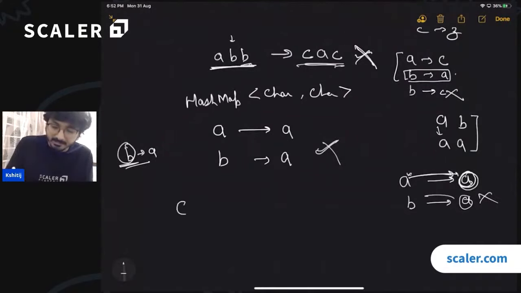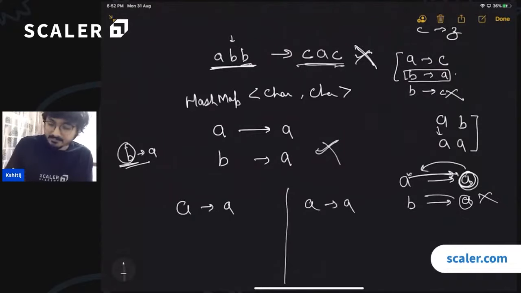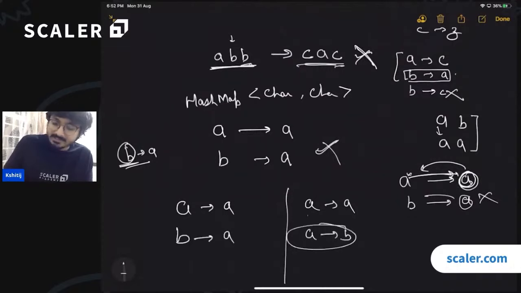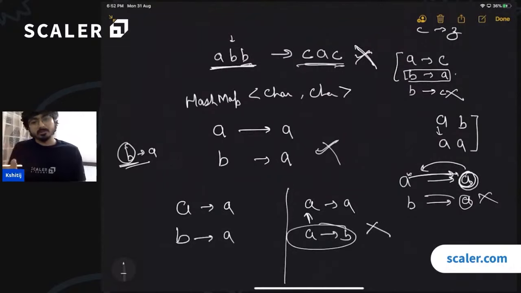So what you will be doing is you will be storing A to A. Simultaneously, you will also be storing this reverse mapping. Then you enter B to A, and then the reverse mapping is A to B. Now here you will see that this key is already existing, so this is not possible. So both of them are important. Okay. Why do we require two hash maps?